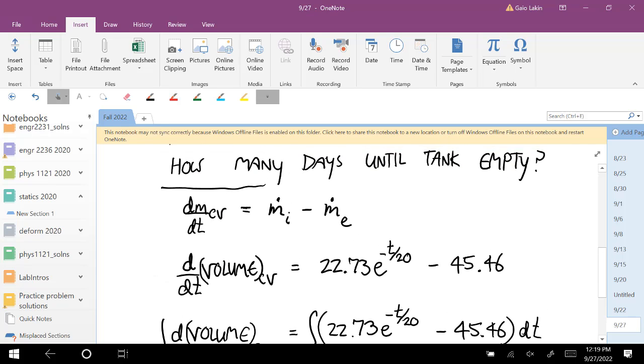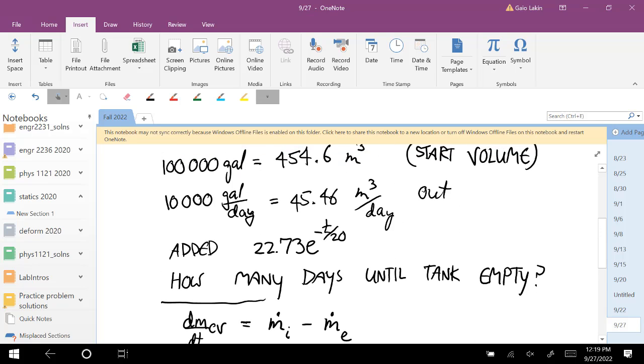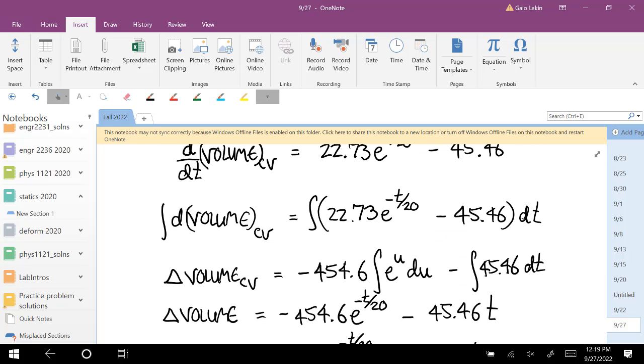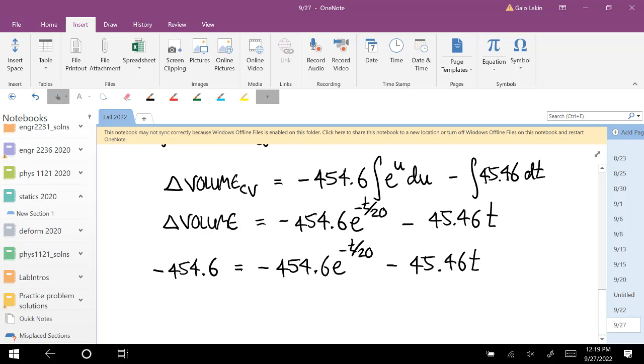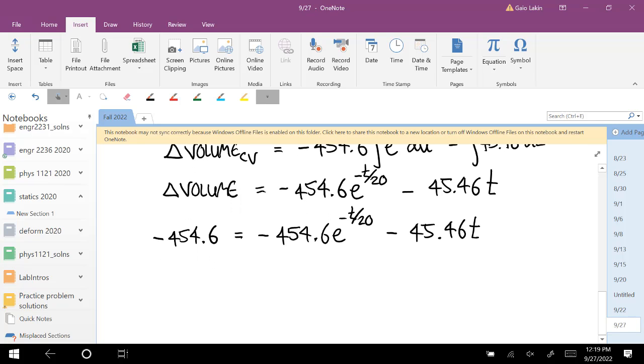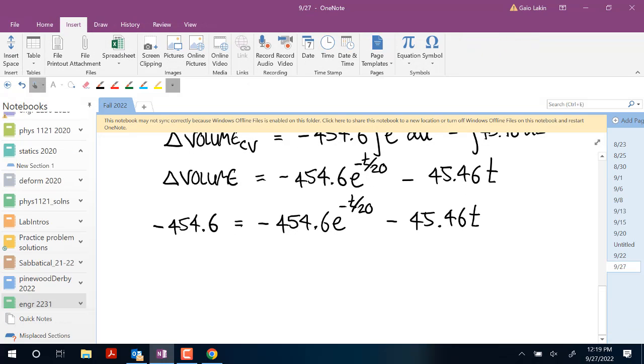Let's see. So where are we? This is coming in. This is going out. And so now we can just find the 0 of this function, which I had, but my numbers were wrong.